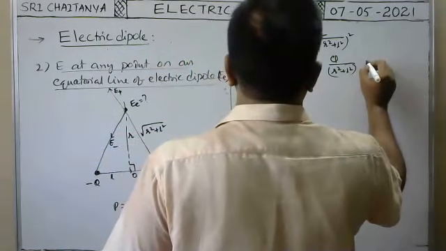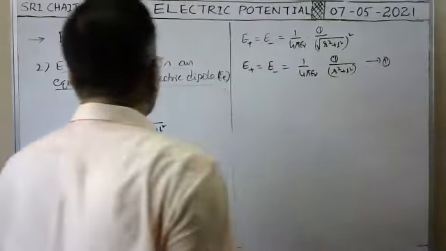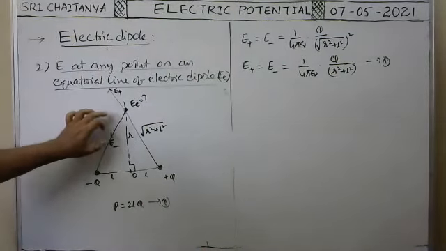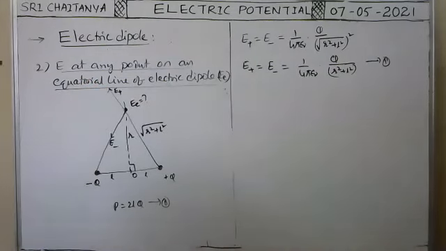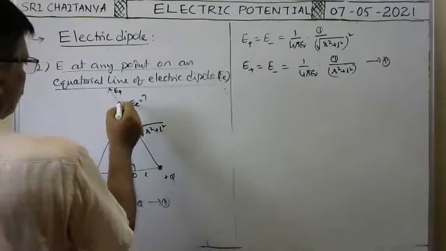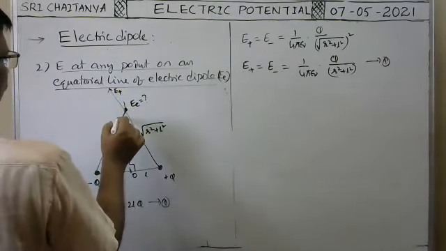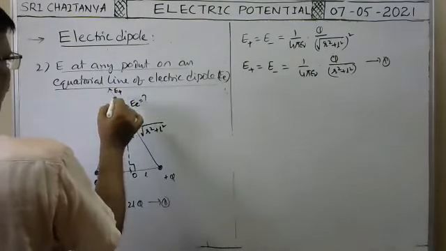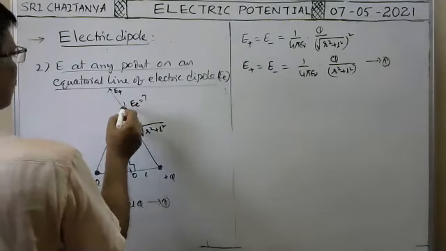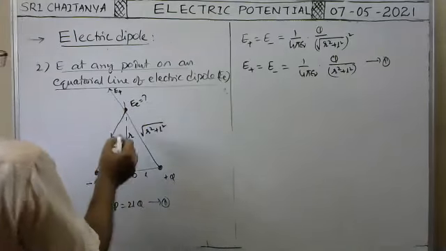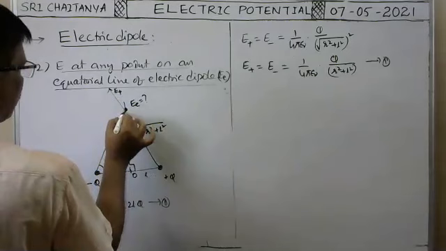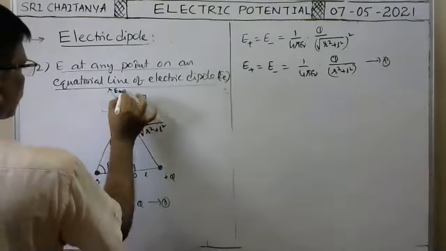This is equation 2. Now, these two, E plus and E minus, are at a certain angle. Both are not along the same direction. They are making some angle here. By taking E plus and E minus as the adjacent sides, you construct the parallelogram. Or you resolve them into components. Suppose this angle is theta. Resolve this E plus into this component and this component.